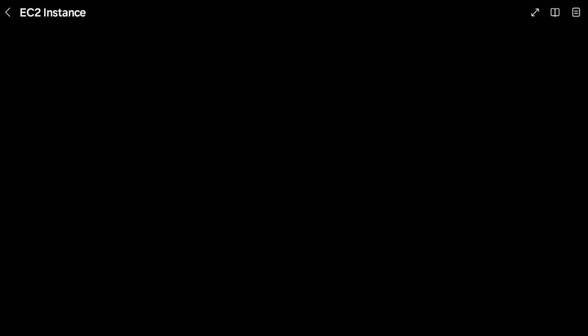So let me just quickly write our heading down. Amazon EC2. First and foremost, it's an infrastructure as a service, short for IaaS.